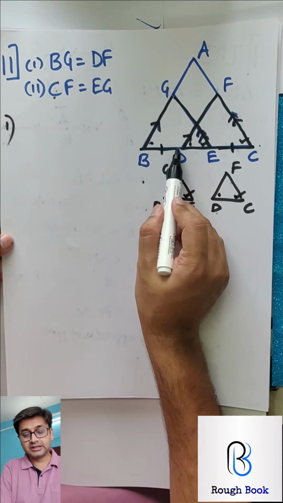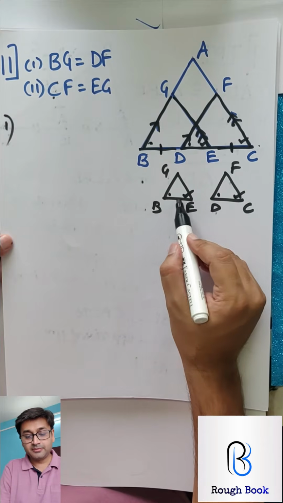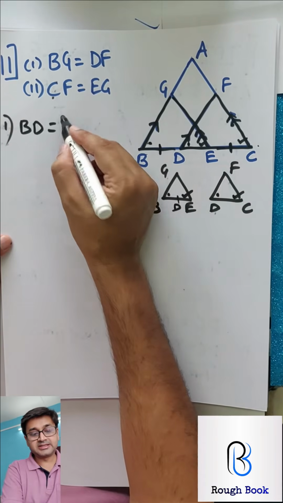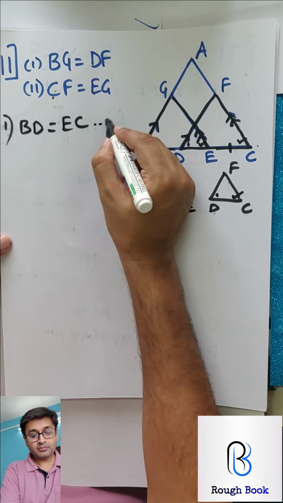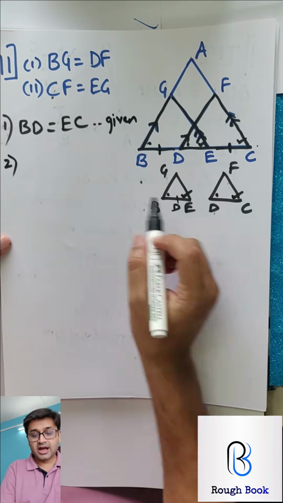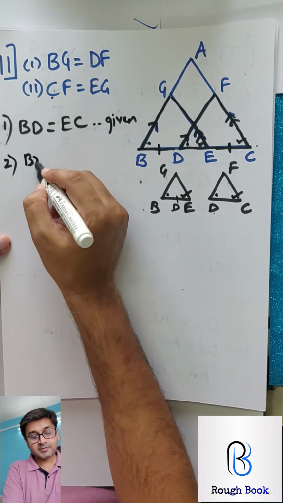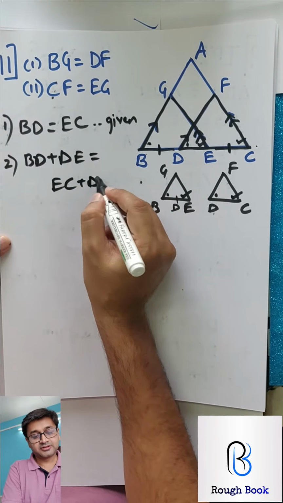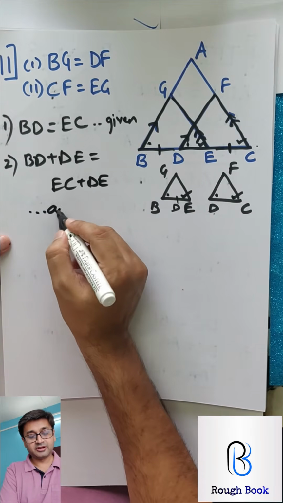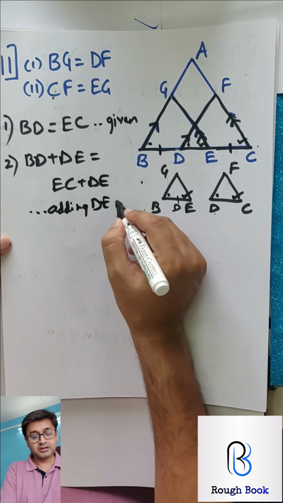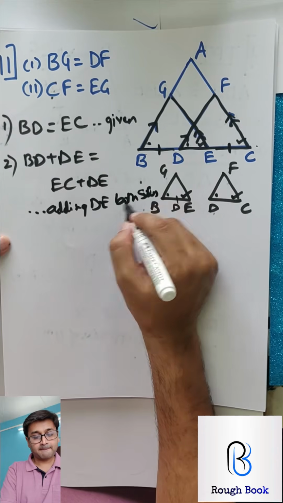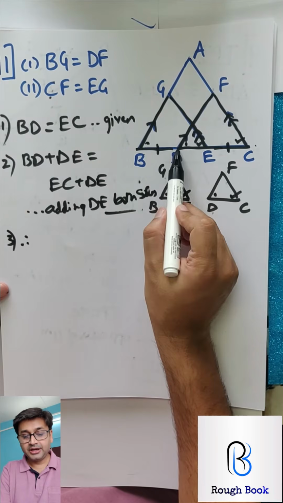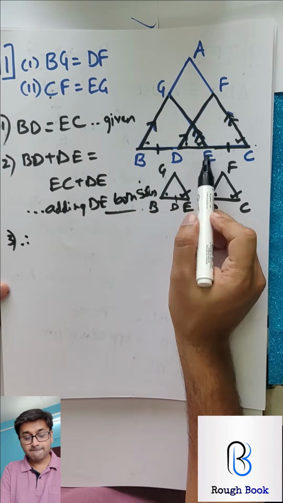They have given you only BD. They have not given the entire BE. Only BD, which is somewhere in the middle. So BD is equal to EC is given to us. What I now do is take this middle part which is missing and add that to both sides. This is a very important step, and the reason will be adding DE on both sides. So what do I get now? Now be careful and tell me what you are going to get. BD plus DE will be what? BE.